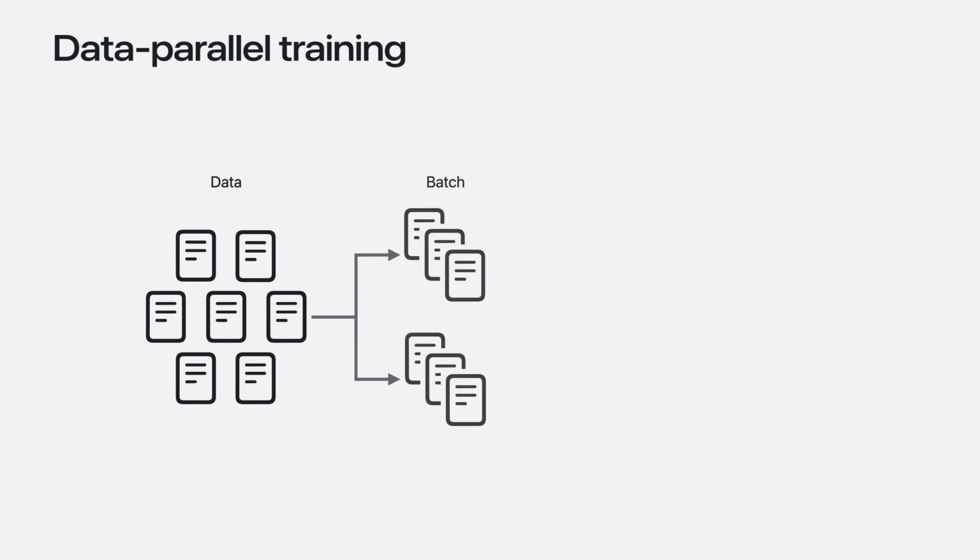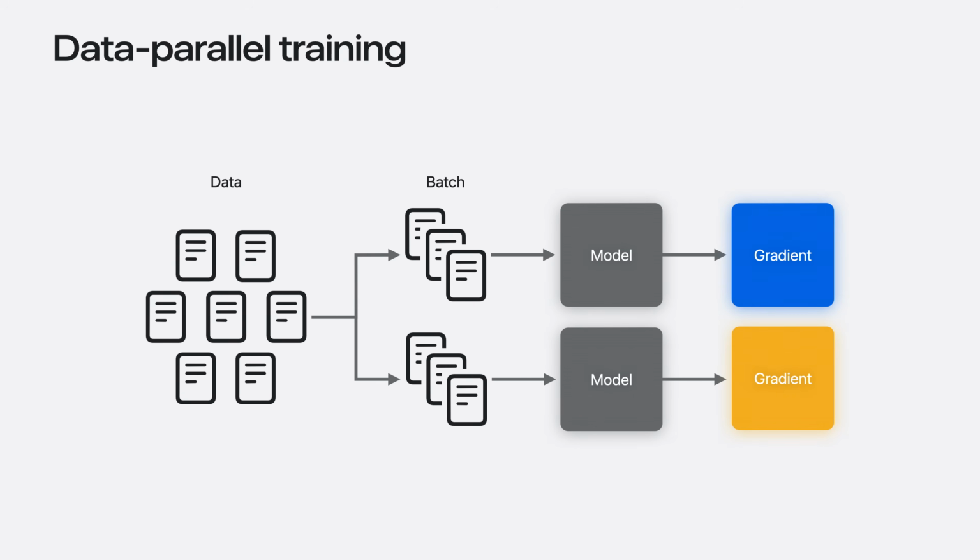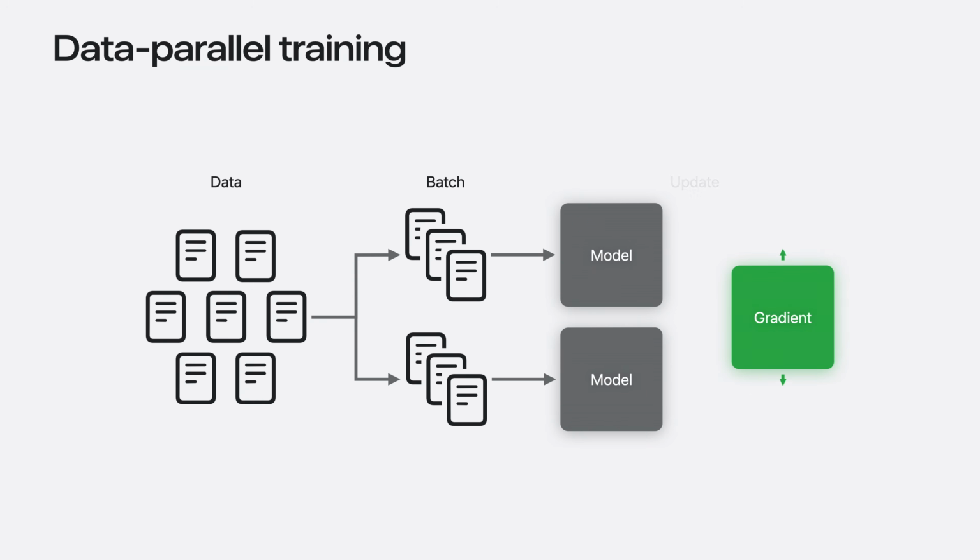So how can we use multiple machines to speed this up? The idea is straightforward. We replicate the model on every Mac. Each machine receives a different batch of data and computes gradients locally. Then, we average the gradients, so the model's update uses information from all batches.